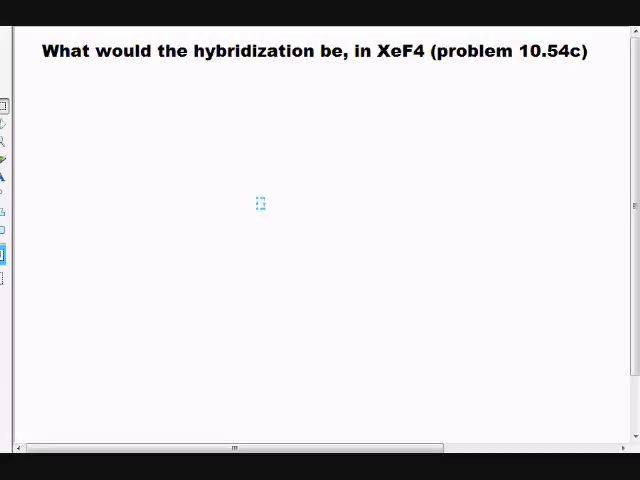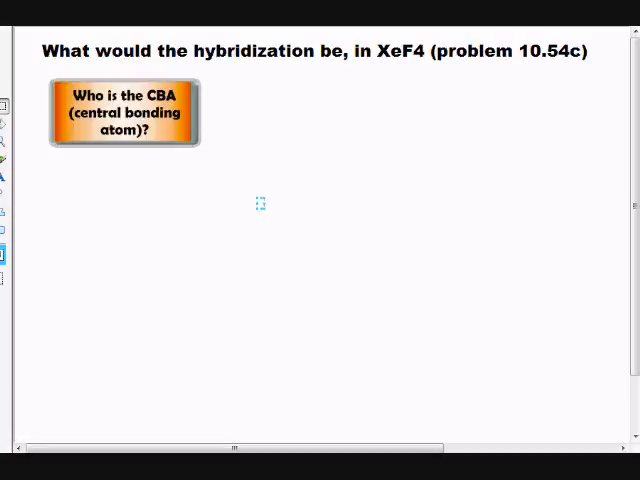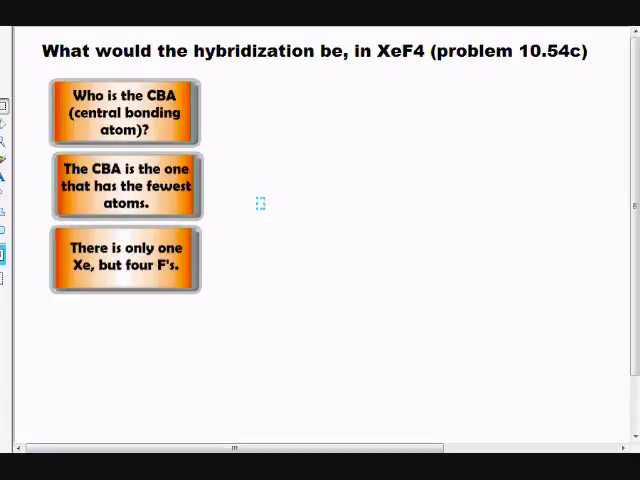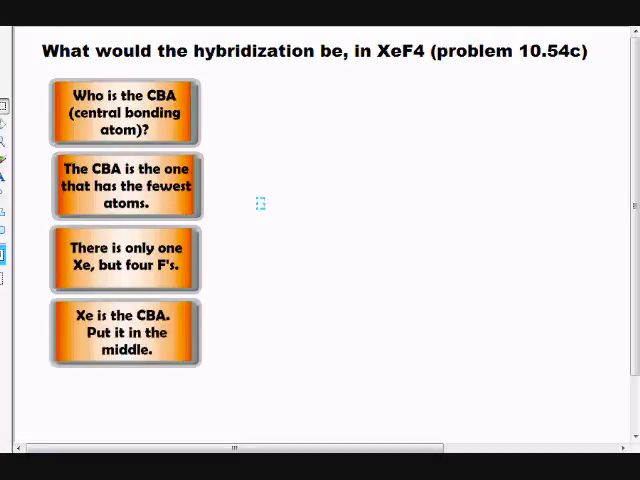What would the hybridization be in xenon tetrafluoride? This is problem 1054C. First of all, you've got to find the CBA, the central atom. That's the one that has the fewest atoms, so in this case, it's going to be xenon. So that one goes in the middle, and you try to attach as many things to that as you can.